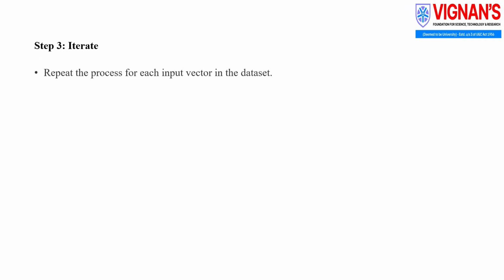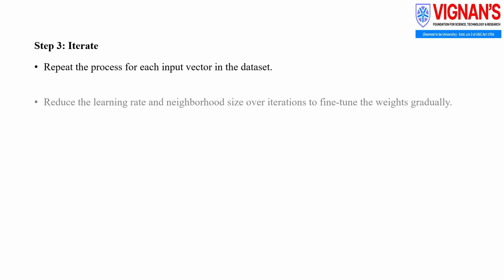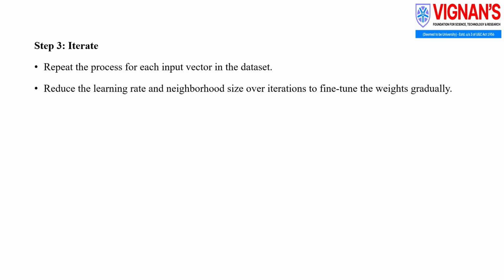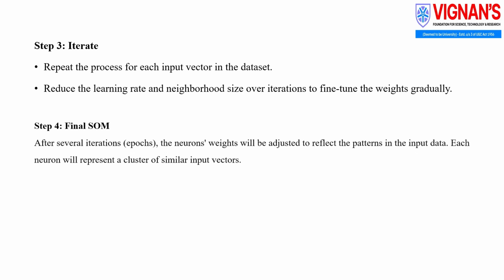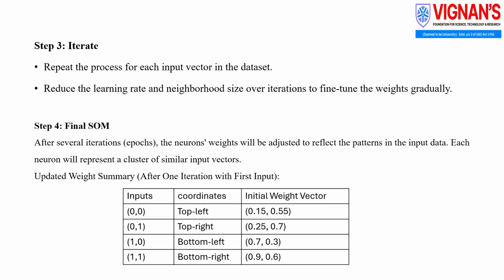Step 3. Iterate. Repeat the process for each input vector in the dataset. Reduce the learning rate and neighborhood size over iterations to fine-tune the weights gradually. Step 4. Final result. After several iterations, or epochs, the neurons' weights will be adjusted to reflect the patterns in the input data. Each neuron will represent a cluster of similar input vectors. Updated weight summary after one iteration with the first input.